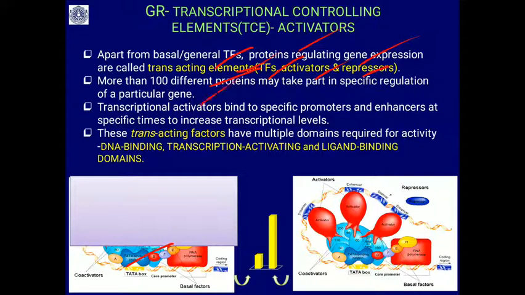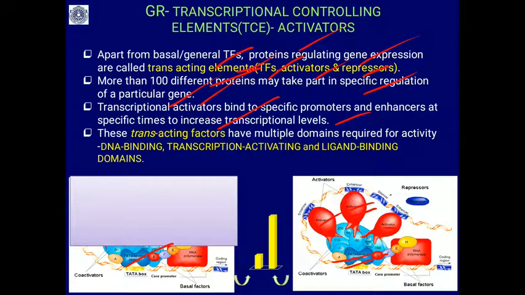There are more than 100 different proteins. They take part in the specific regulation of a particular gene. This is what I showed in the cartoon, remember. So all these are the activators, you can see the transcription activators. They bind the promoter region specifically, and the enhancers influence the transcription through these activators, and modulate the gene expression.